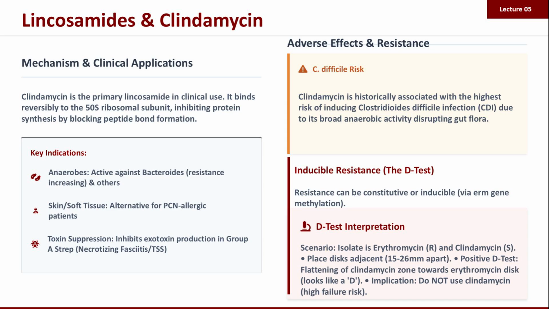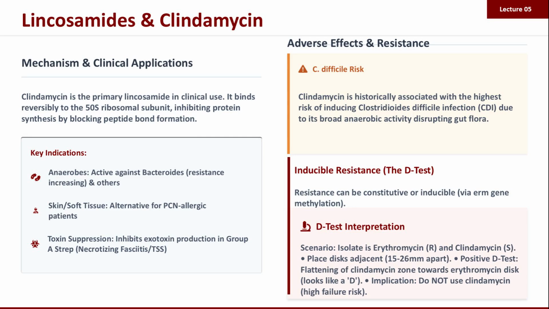Now coming to clinical use, this drug is very important for anaerobic infections. It works well against organisms like Bacteroides. That is why it is used in intra-abdominal infections, dental infections, and abscesses. It is also a good option for skin and soft tissue infections, especially in patients who are allergic to penicillin. Another important point, clindamycin can suppress toxin production, so it is used in severe infections like necrotizing fasciitis and toxic shock syndrome caused by group A streptococcus.